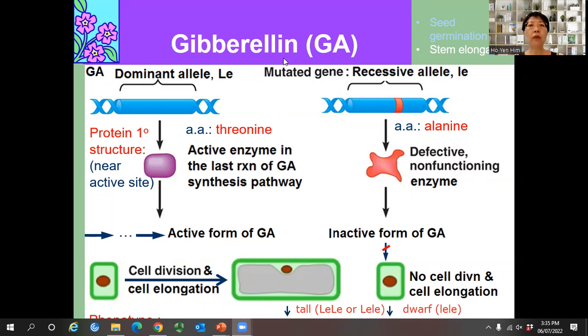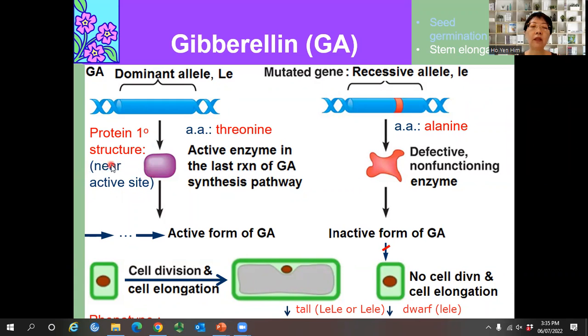One more piece of information I want to show you is this one. What happens here is that this mutation causes alanine to be added into the polypeptide chain instead of threonine. So when they synthesize this protein, they use alanine instead of threonine at a certain region of the polypeptide. Where is this region? This region is near the active site.